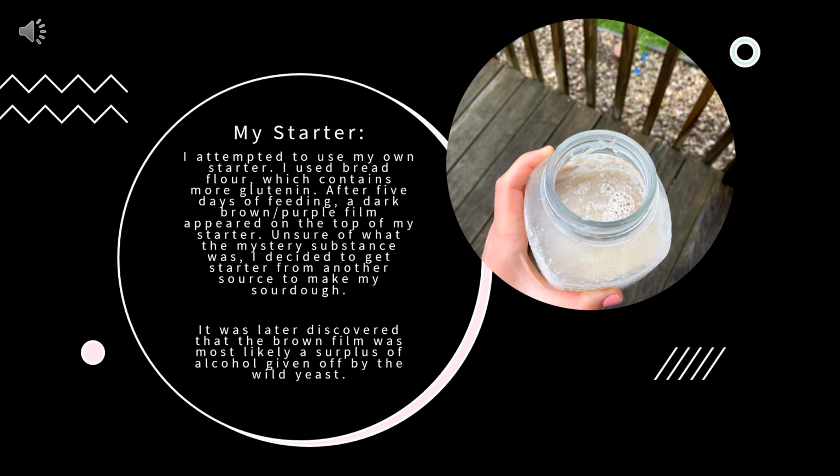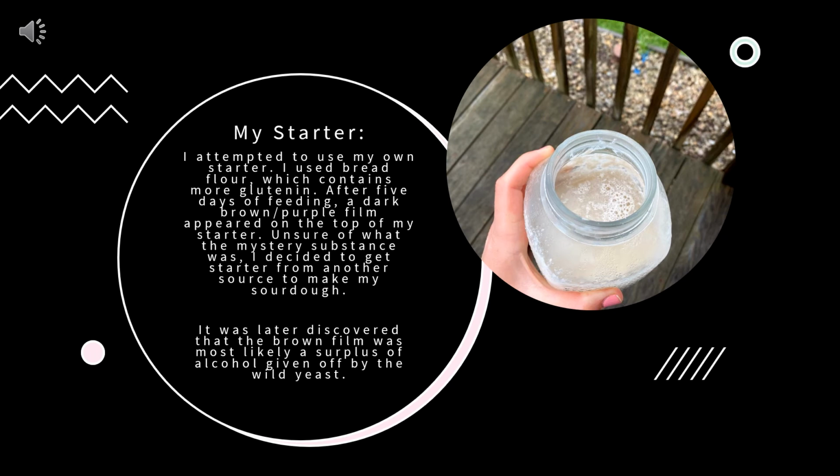So now that we have a little bit more of a foundation about what a starter is, I'm going to start talking about my own starter. I made one using bread flour, which just contains more gluten and often creates a thicker, more stretchy dough. After 5 days of feeding or so, a dark brownish purple film started to appear on the rim and on the top of my starter.